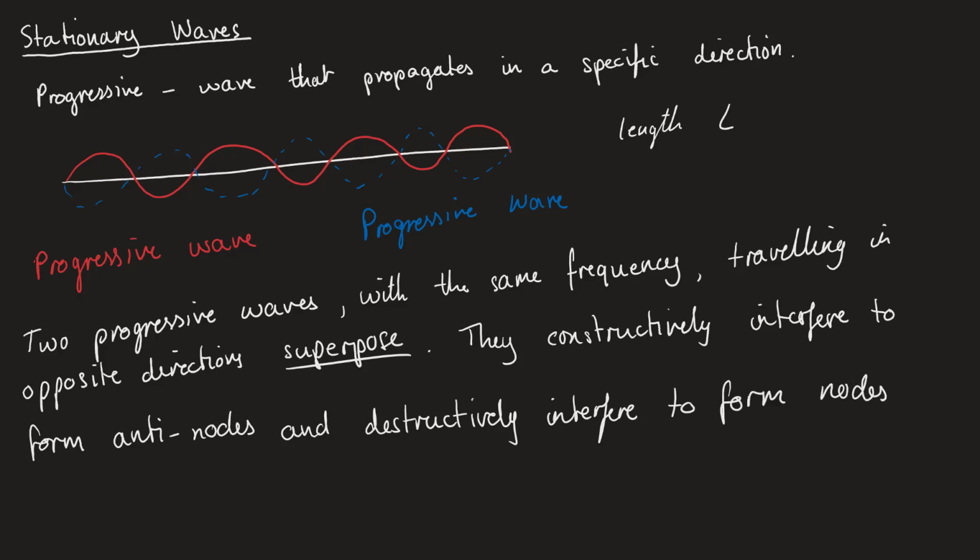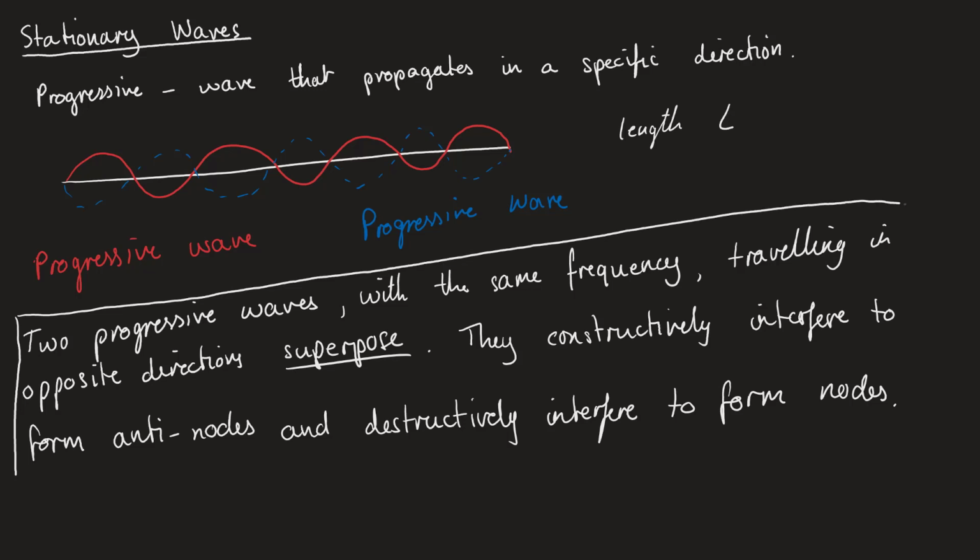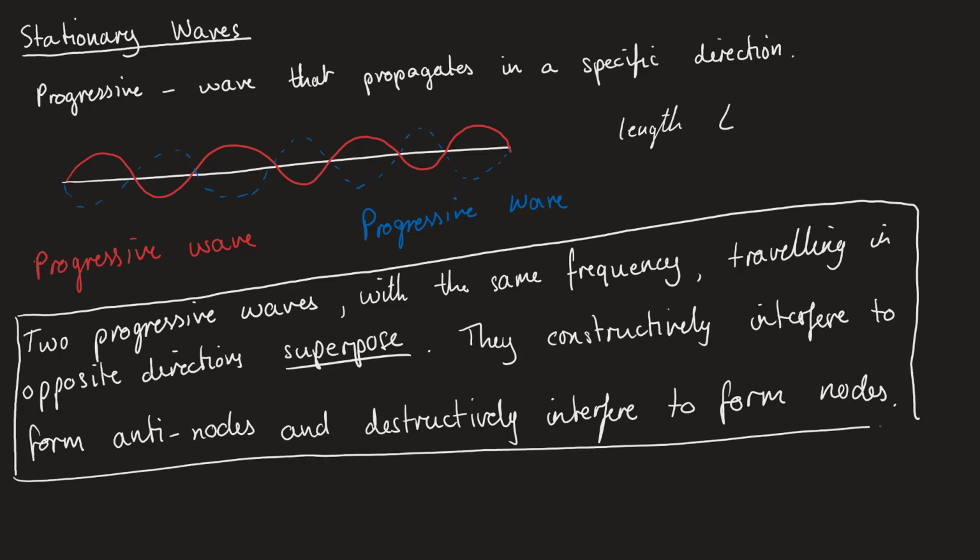This box here is going to be a very common exam answer. They will usually say, describe the formation of a standing wave. This is your answer to that question. You have two progressive waves with the same frequency traveling in opposite directions. They superpose. They constructively interfere to form the antinodes and destructively interfere to form the nodes.